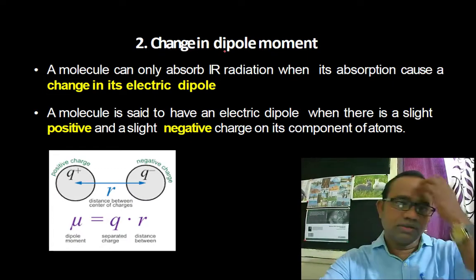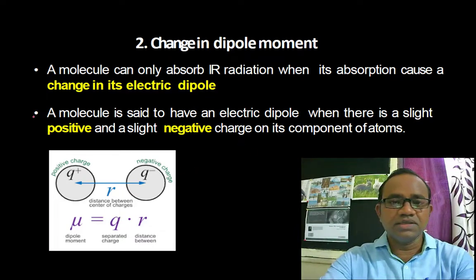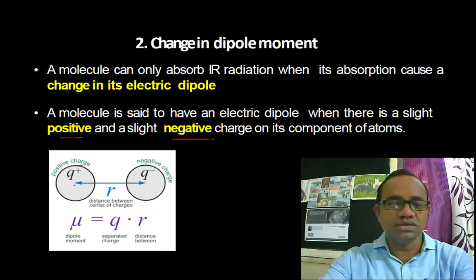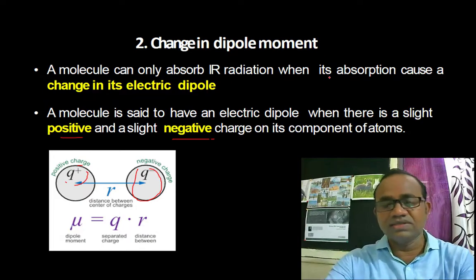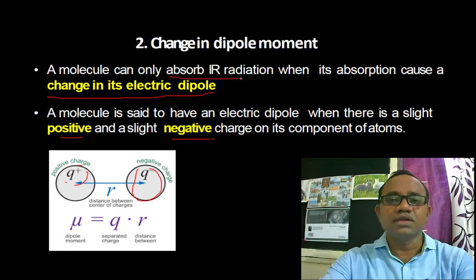Another criterion is the change in the dipole moment. Now what is a dipole moment? A dipole moment exists in any molecule having positive and negative charges, like this. This electric dipole changes when there is incidence of infrared light, and because of the change in its electric dipole, the molecule can absorb the radiation.